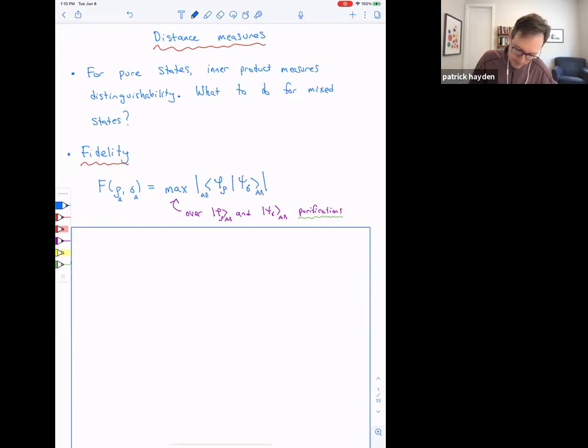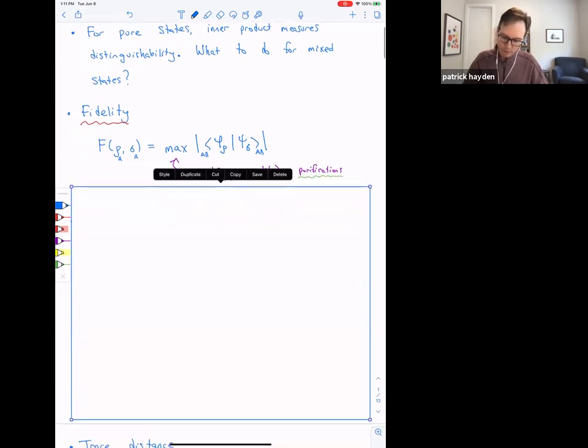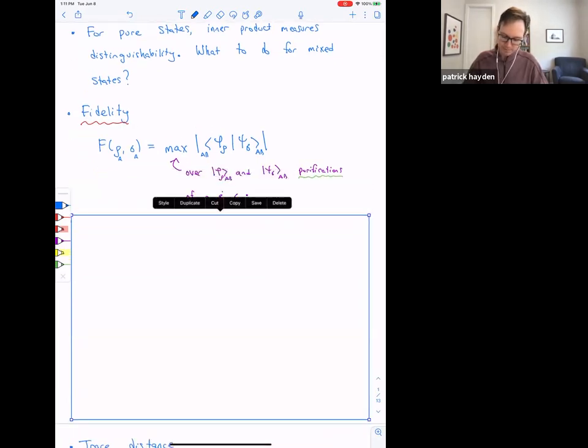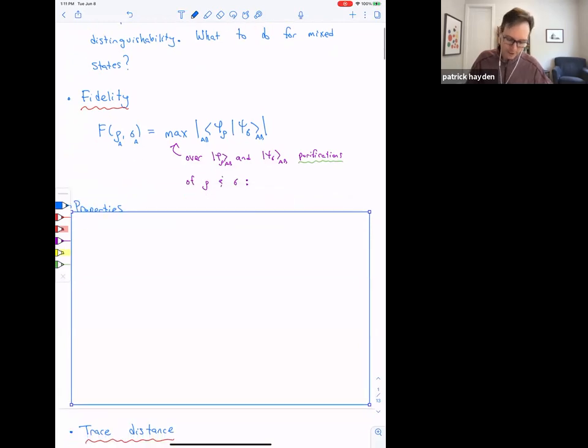And those pure states are going to be on a composite system now. So it's going to be a state not just on A, but on AB. And phi rho and psi sigma are going to be what we call purifications of rho and sigma. So what does it mean to be a purification? It means phi rho is a purification of rho, meaning that we get rho back if we trace over the B part of phi rho.